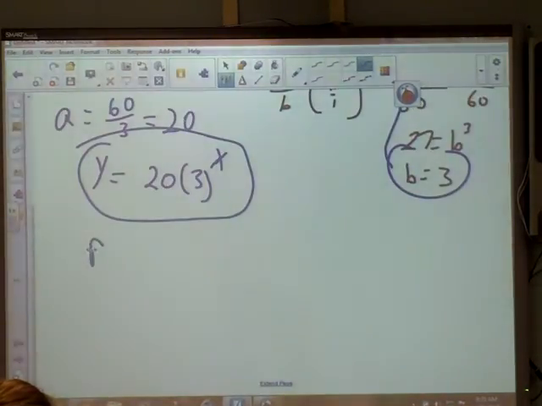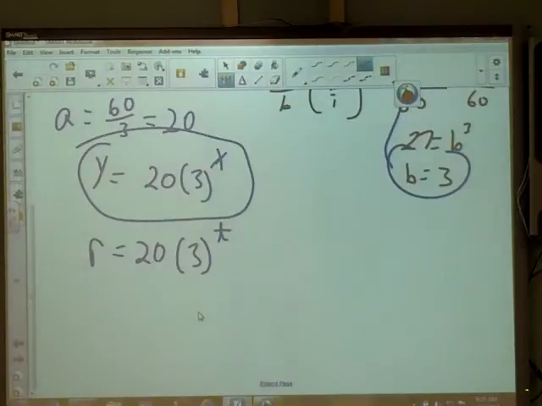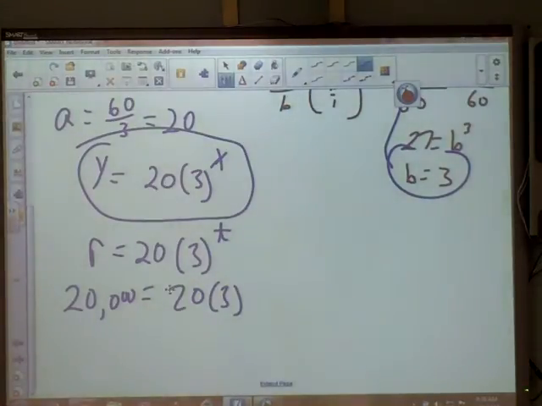But that would mean that R, the rabbits, is equal to 20 times 3 to the time, right? Okay, so I'm wanting the rabbits to be 20,000. So 20,000 goes in here, equals 20 times 3 to the t. So my first thing to do in solving this is I've got extra junk of that times 20. So I'm going to divide by 20.